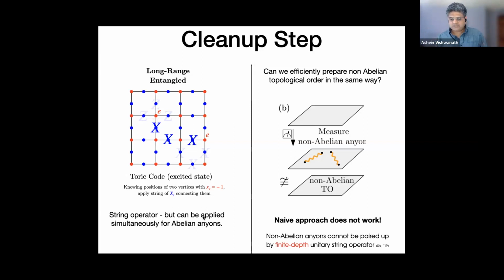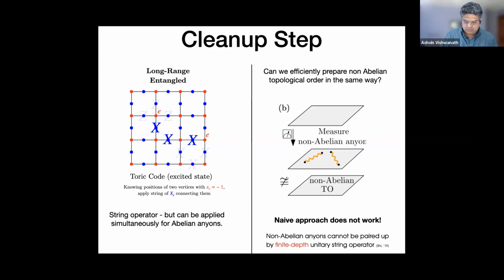Okay, so this is one approach, and you can ask, can I generalize it? Because all these individual steps seem to be generalizable for non-Abelian anyons. So imagine there's some similar situation. You start with some product state, you go and measure stabilizers that tell you where the non-Abelian anyons are, and then can you just clean it up and get the ground state of a non-Abelian topological phase.